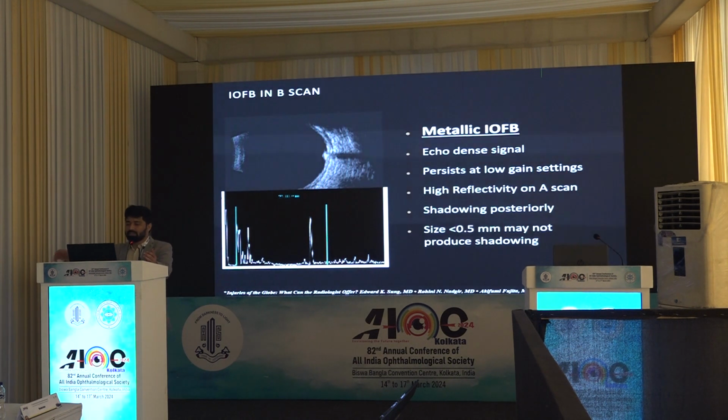So B scan signs of foreign body, you're all aware, like an echo dense signal corresponding to the foreign body, the way you can see here.